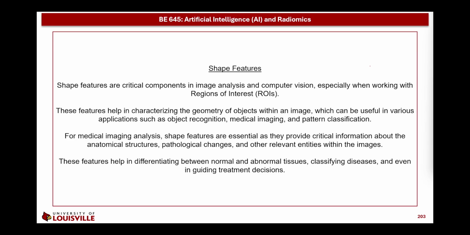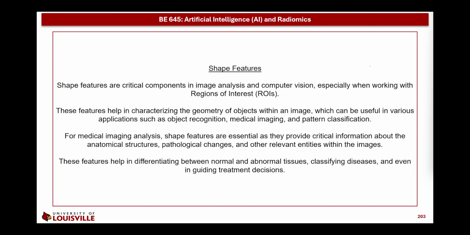In today's lecture we are going to deal with a new type of features called shape features. Shape features are critical components in image analysis and computer vision, especially when we are working with regions of interest or ROIs. As you saw in our previous lectures, we were dealing with a specific ROI by applying masking on the original image and extracting this ROI and then applying cropping to them to avoid any surrounding black pixels.